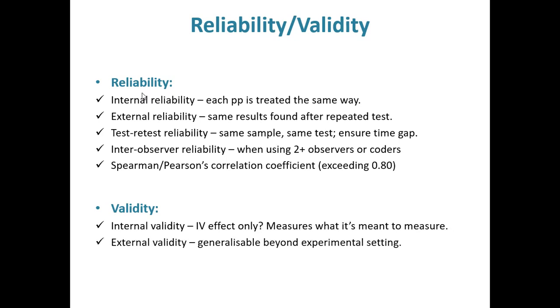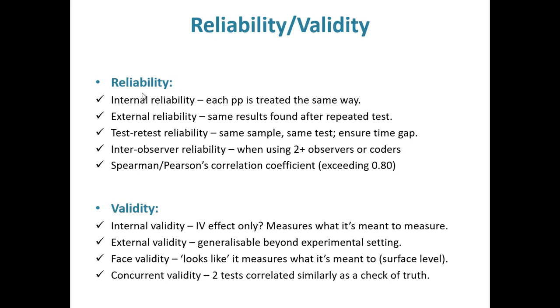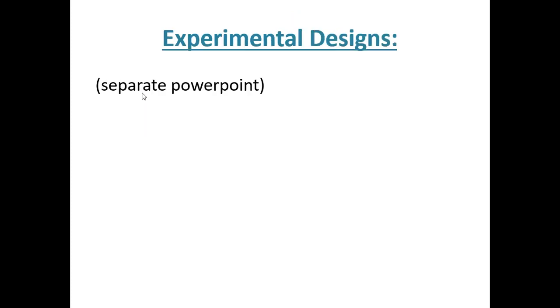External validity, can we generalize an experiment beyond the setting in which it's initially done? So can we take an experiment that's done on college students and apply that to people of different age groups? Face validity is a way to check validity. Does something on the face of it look like it measures what it's meant to measure? Face validity. And then concurrent validity, does it match with the results of a similar test? So something that you'd expect the same results of, you can check to see whether it's correct on 2 tests.